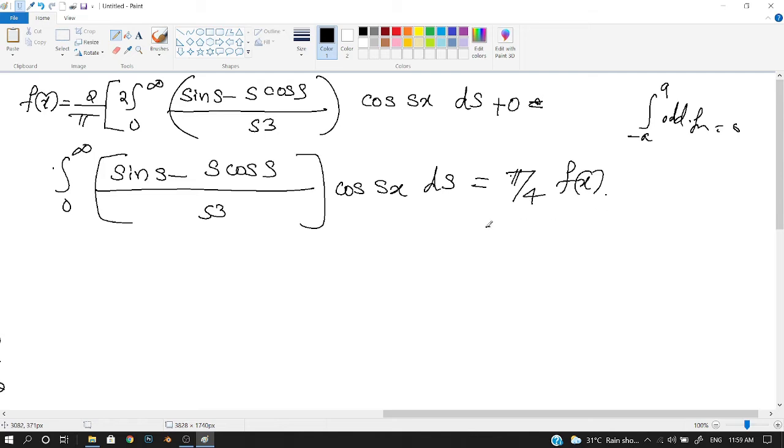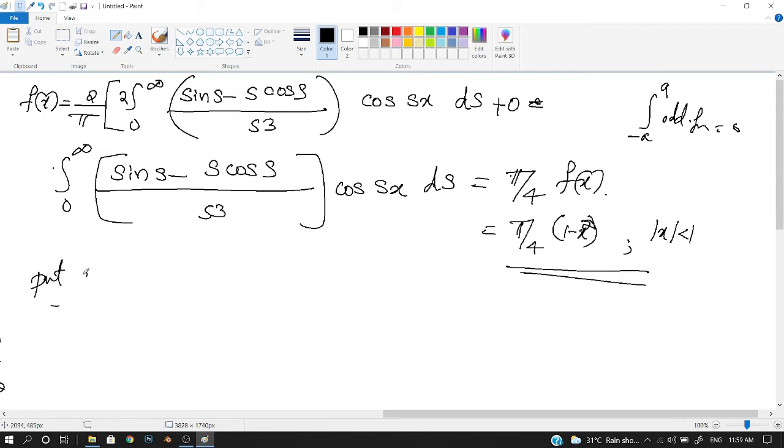Now you can substitute the value of f of x here, that is pi by 4 into 1 minus x square for mod x less than 1 and equal to 0 for mod x greater than 1. So this is equal to pi by 4 into 1 minus x square for mod x less than 1. Now here we can set x equal to 1 by 2.